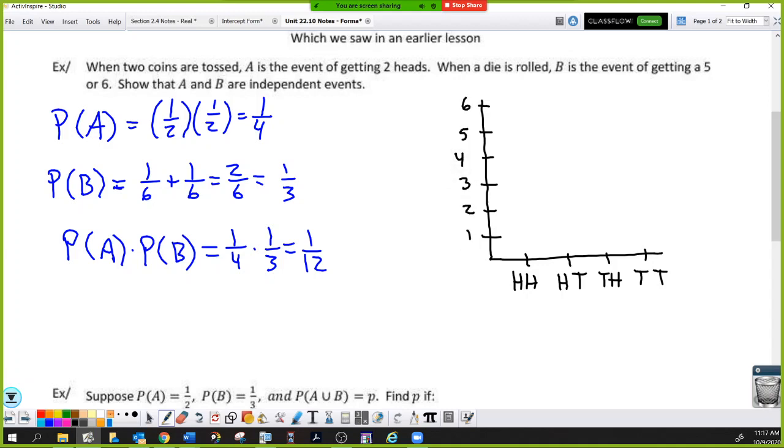So why did you multiply the getting two heads and not add them? Because it's an and statement. Heads and heads. Anytime it's an and statement, you have to multiply.